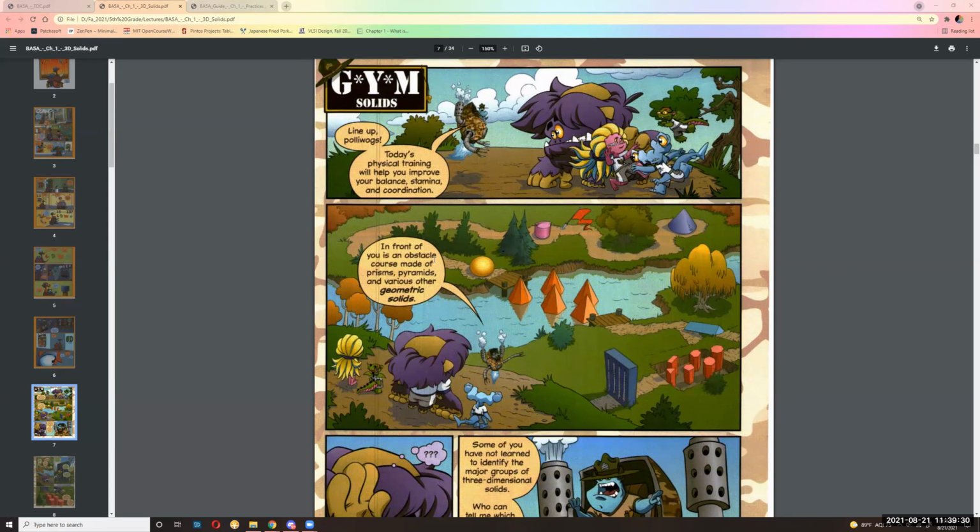Line up, pollywogs. Today's physical training will help you improve your balance, stamina, and coordination.